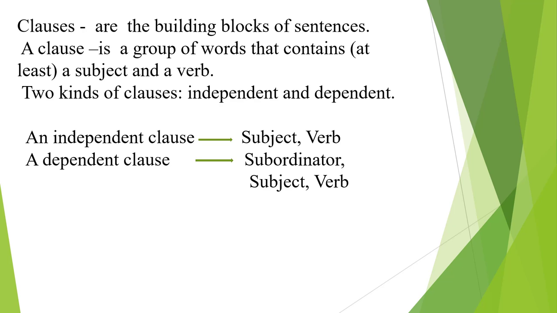A dependent clause begins with a subordinator, such as when, while, if, that, or who. A dependent clause does not express a complete thought, so it is not a sentence by itself. A dependent clause is also called a sentence fragment. By itself, it is an incomplete sentence and it is an error. A dependent clause is formed with a subordinator, a subject, and a verb.